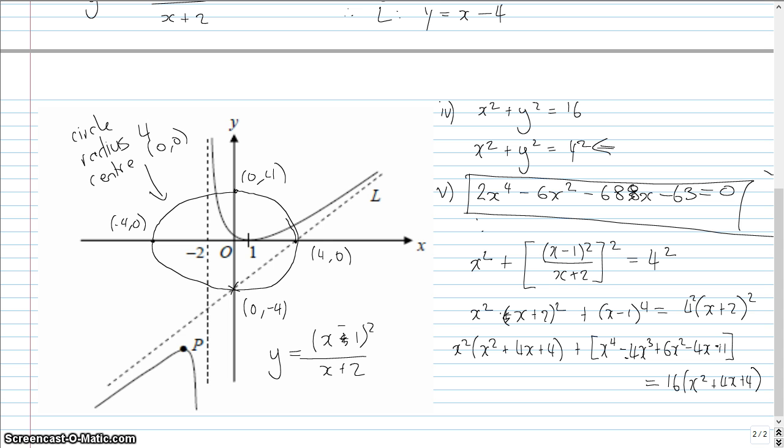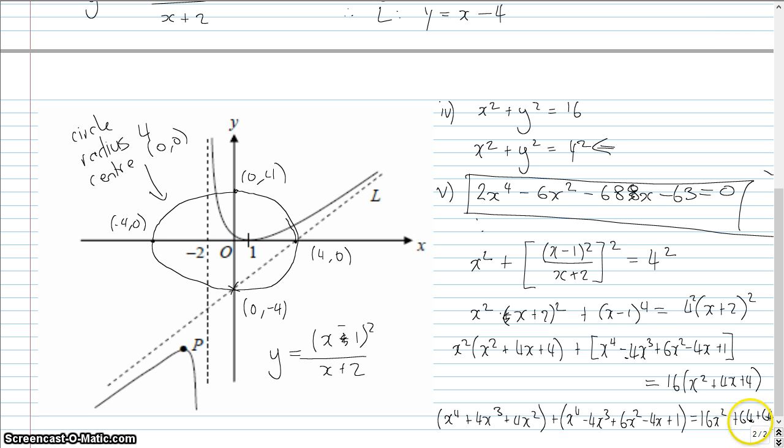So what do I get? I get x to the 4 plus 4x cubed plus 4x squared, that's the first one, plus x to the 4 minus 4x cubed plus 6x squared minus 4x plus 1 is equal to 16x squared, and 4 times 16 is 64. Okay, so is that going to help us much? Maybe. Let's find out.